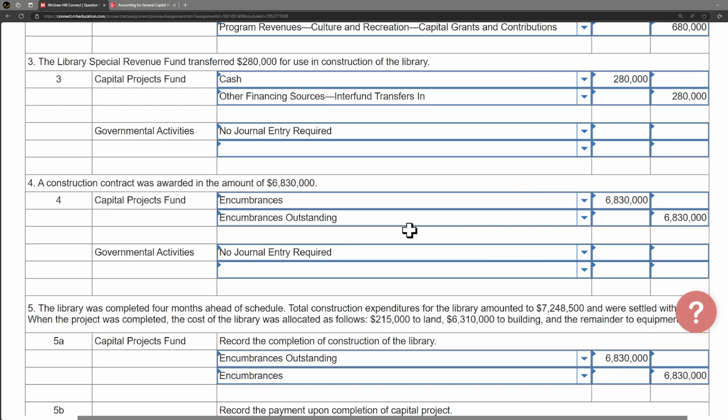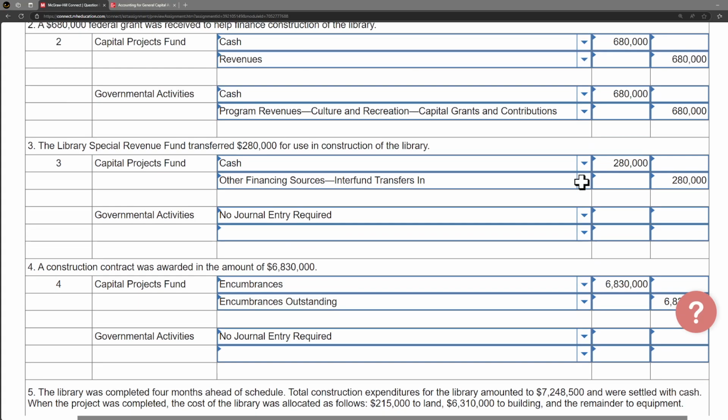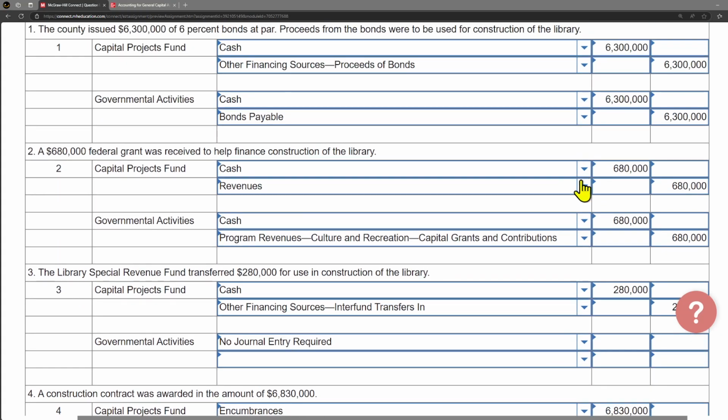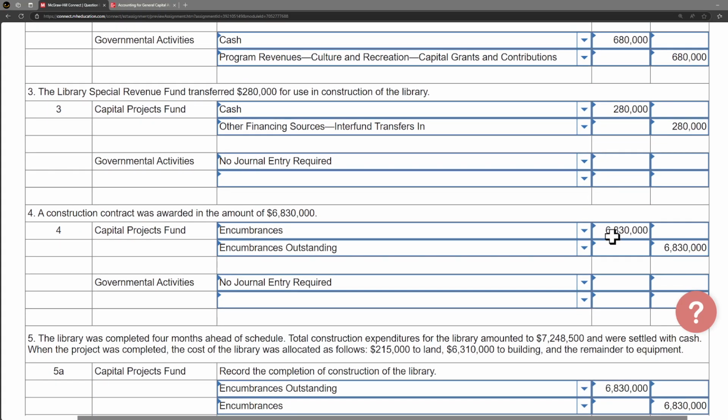Construction contract was awarded in the amount of $6.83 million. Now here, remember I said we don't do appropriations, we do not do estimated revenues, but we do encumber. And so the total amount of the funding, if I went through, is this the total amount? It probably is close. Actually, it looks like it's maybe not. So we have raised the cash, but it looks like we awarded the contract for slightly less than the total amount.